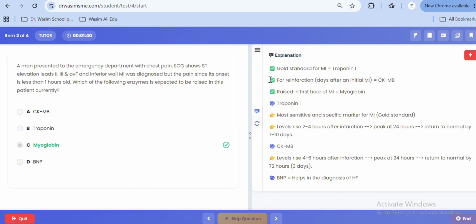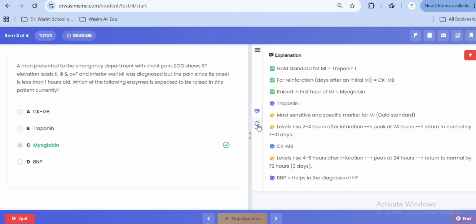Now here is the complete explanation: the gold standard for MI is troponin I, for reinfarction is CK-MB, and in the first hour myoglobin will be raised. They are also saying that the most sensitive and specific marker for MI is troponin I, and that is the gold standard. The level rises in 2 to 4 hours after infarction, peaks at 24 hours, and returns to normal by 7 to 10 days. Similarly, for CK-MB they have given the explanations, and for BNP they have also given the explanations.